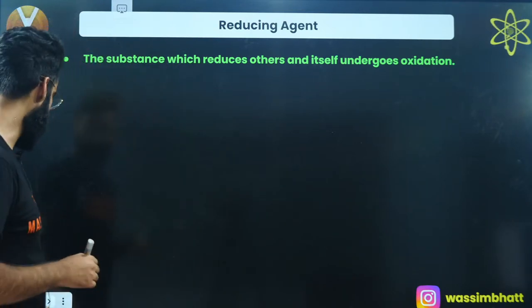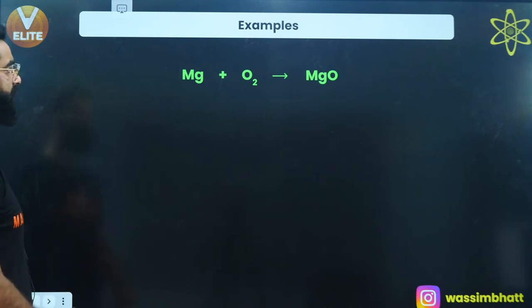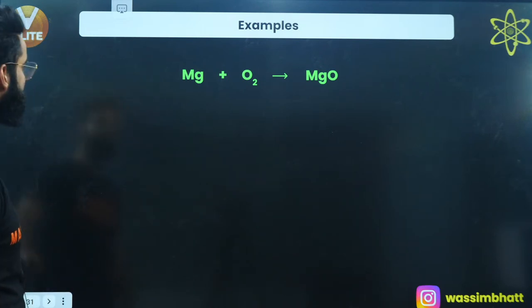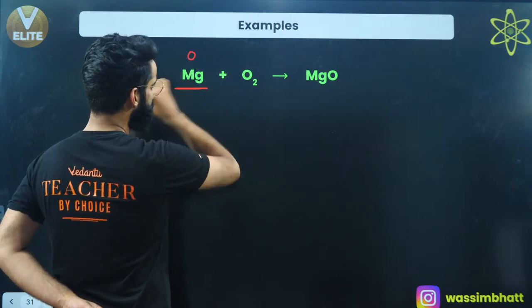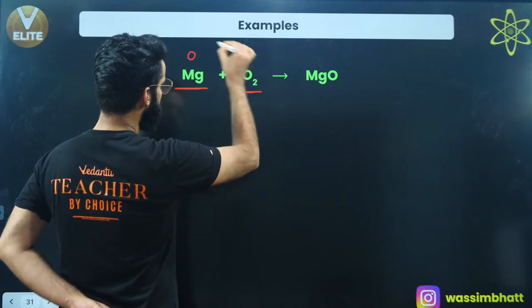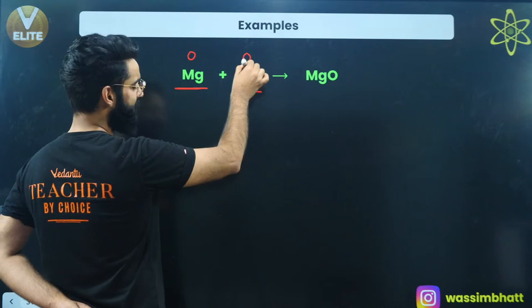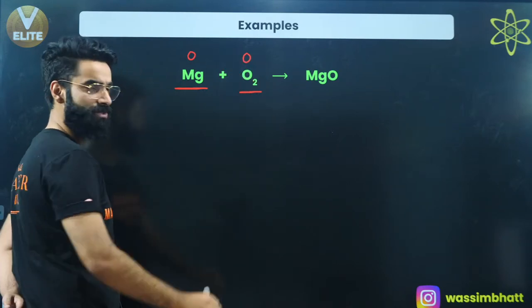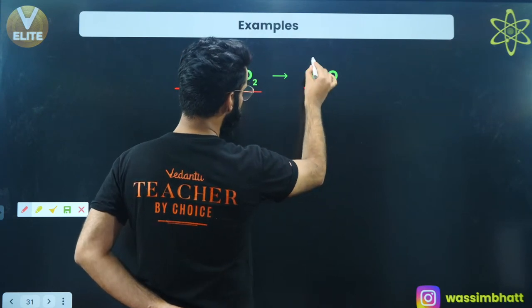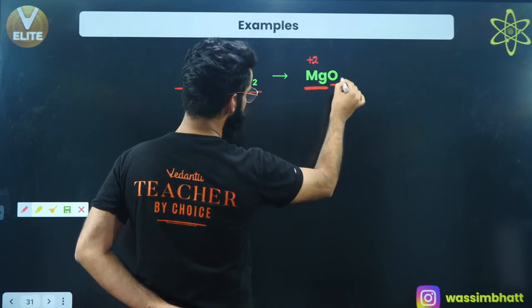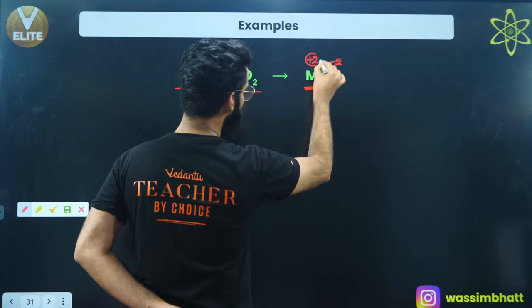Now have a look at certain examples. You'll get a clear-cut idea of what I'm talking about. Is there any charge present on magnesium? No, its oxidation state is zero. Is there any charge present on oxygen? No, its oxidation state is zero. Oxygen here is present in its standard state. What about the charge present on this magnesium? It's going to be plus 2. What is the charge present on this oxygen? It's going to be minus 2. You can calculate it too.